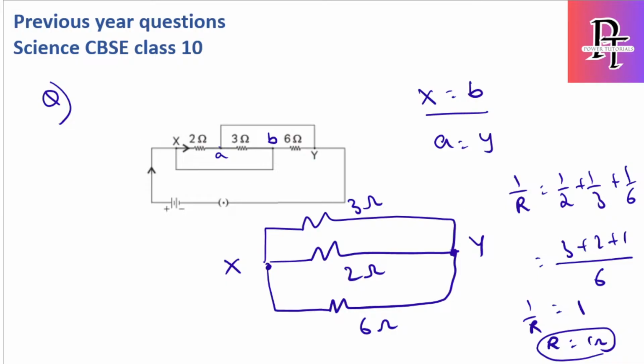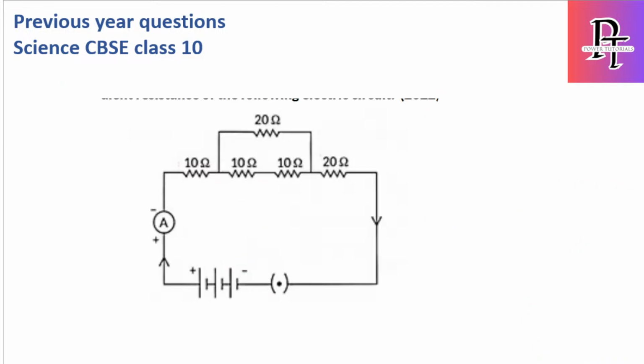Okay, understood. So let's move to the next question. Okay, this is also an R effective question. So here also what I will do is, first I will solve the inner part. Inner part means these two are in series, then to this parallel, and then these two are in series.